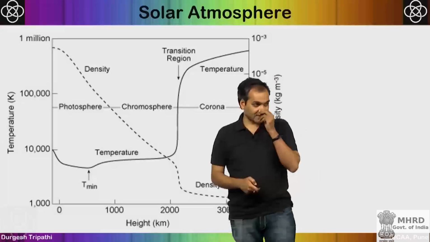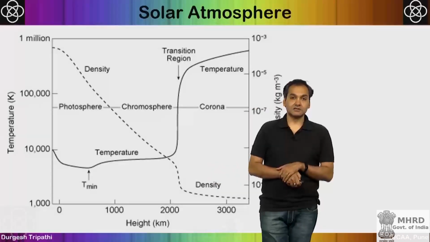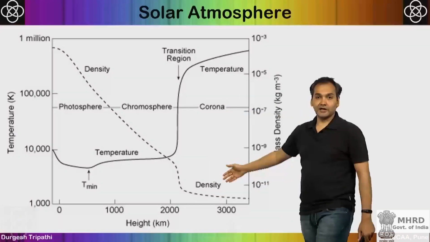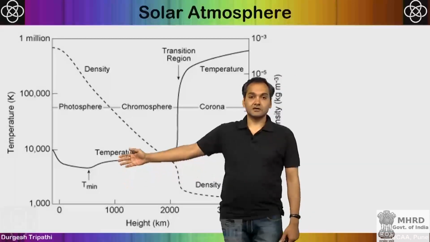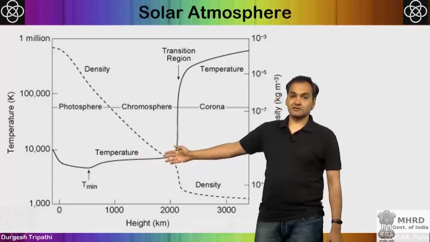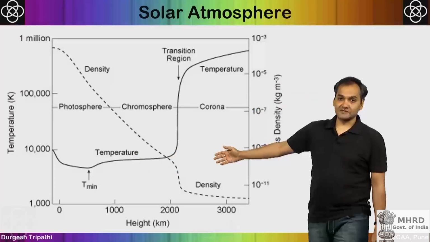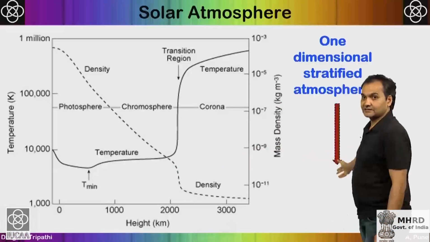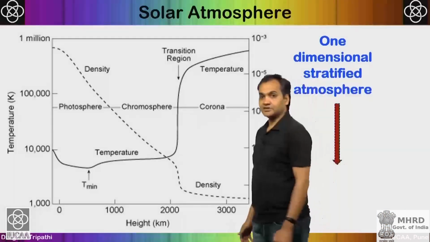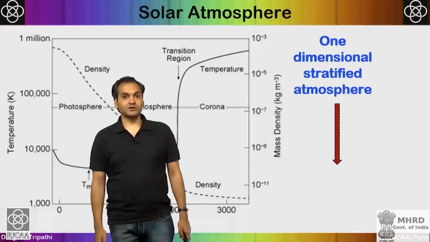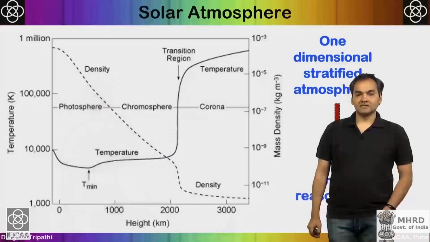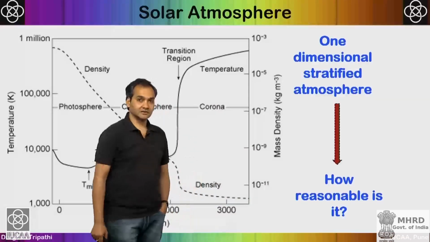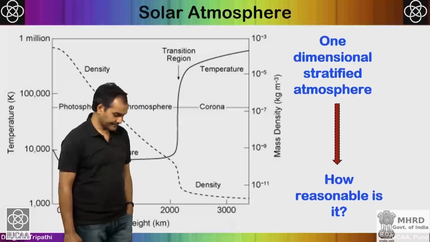Okay. So, now let us look at what you would see in different layers of the solar atmosphere. Again, as I mentioned, the modeling done is 1D modeling. It is considered that the solar atmosphere is plane parallel and stratified, and therefore you need to ask how reasonable this assumption is. So, let us try to image different parts of the sun and see if our assumption of a one dimensional stratified atmosphere is valid.